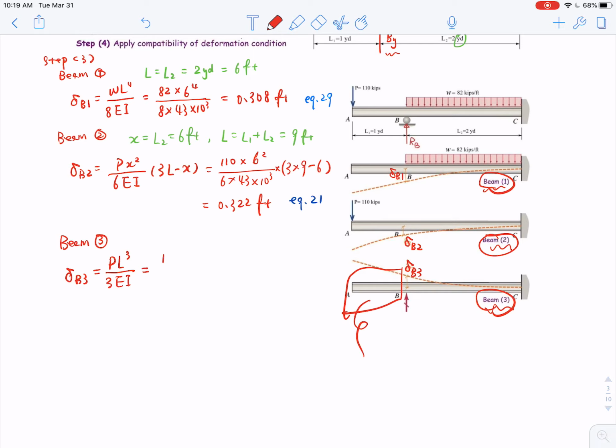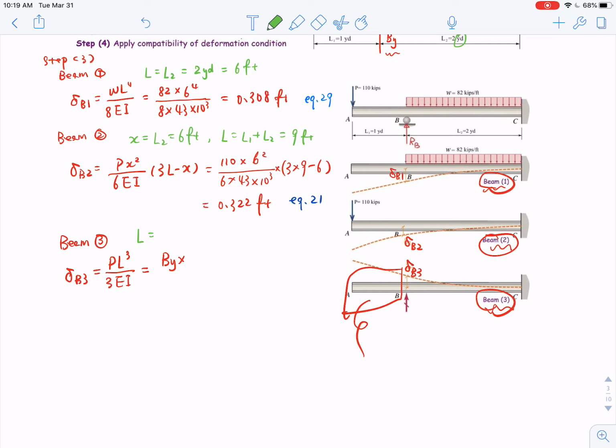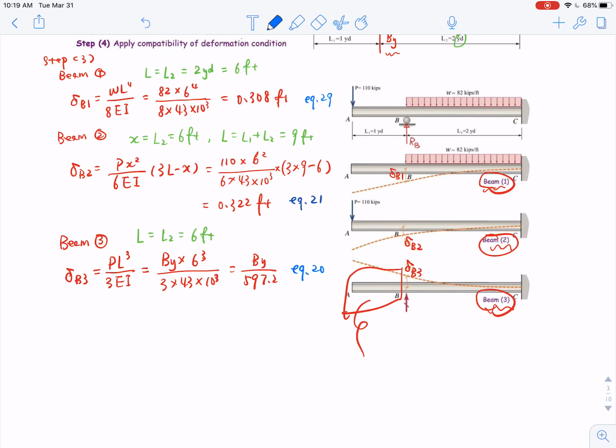Here P equals By, and what is the L in this case? Again, L equals L2, that is 6 feet. So we use 6 cubed over 3 times 43,000. That gives By over 597.2 feet. And this is our equation 20.